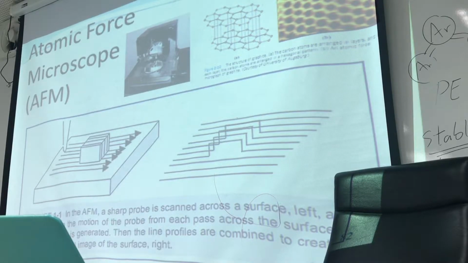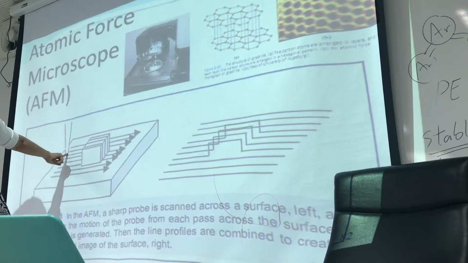So actually the first scanning probe microscope is the atomic force microscope, right? What's happening is this is your sample and this is a probe, and you scan through it, right? You would imagine that the probe will be attached to or touch your sample. But if your probe touches your sample, what's going to happen to your tip?